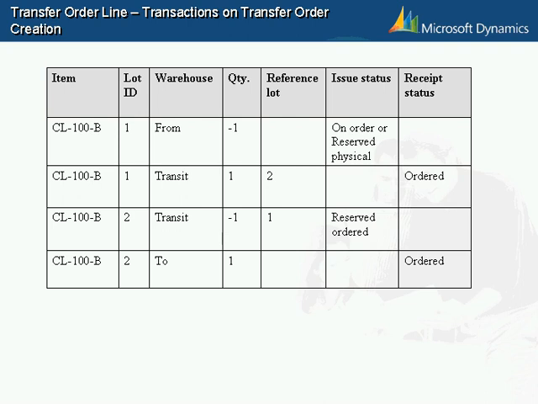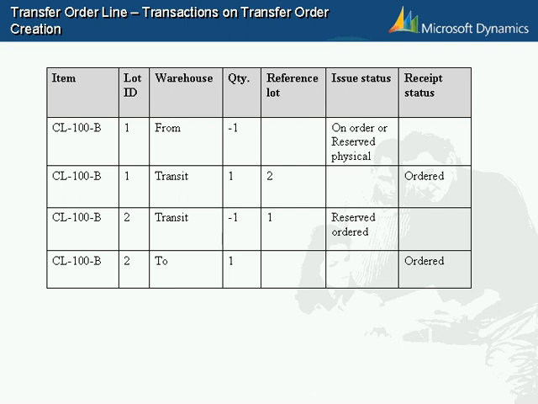So on the transfer order, you assign the from warehouse and the to warehouse, and the system automatically, based on the from warehouse, finds the transit warehouse and creates additional transactions for this transit warehouse. So you see, this picture shows how transit warehouses work with regard to reservation.